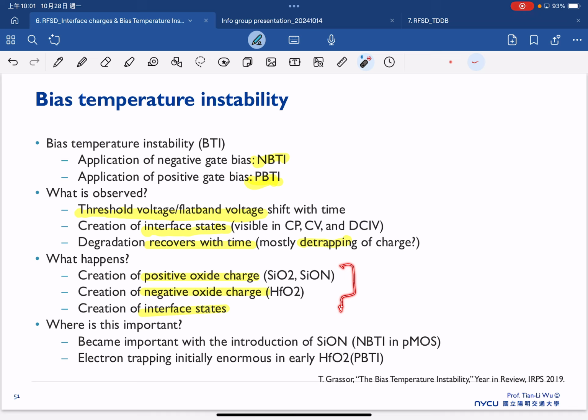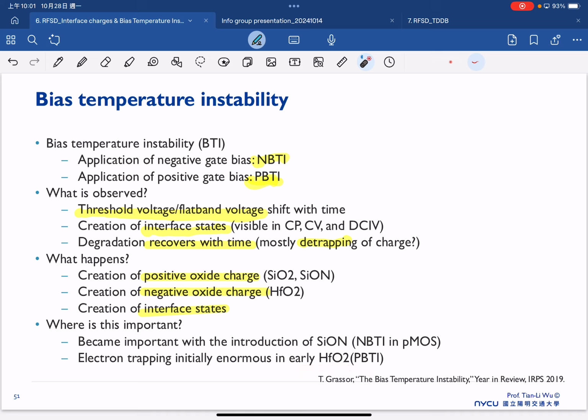So not only the dielectric: once again, if you change your substrate from silicon to 2D to compound semiconductor, basically all the BTI has to be reconsidered, because the mechanics and materials have changed as well. So now it's important that once we introduce silicon oxynitride, we have a huge electron trapping phenomenon in the early time for hafnium oxide under the PBTI.